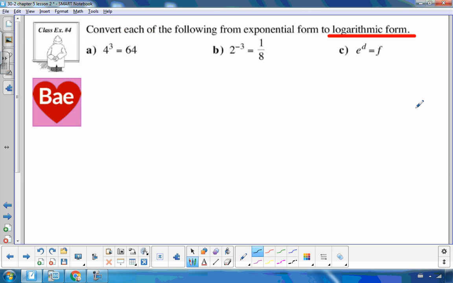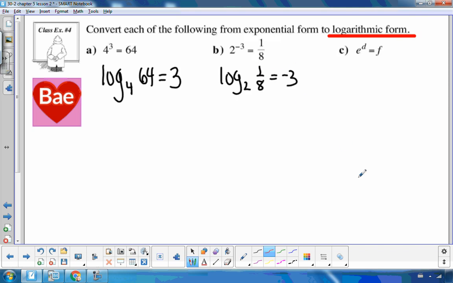Okay, let's convert each of the following from exponential form to log form using BAE. So remember, I love logs, so we're going to switch them to log form. So log of, B stands for base, A stands for answer, E stands for equals exponent. Okay, switch this to log form. Log of base, answer equals exponent.